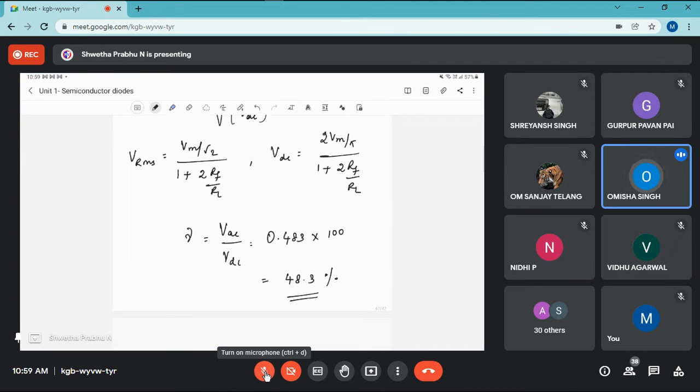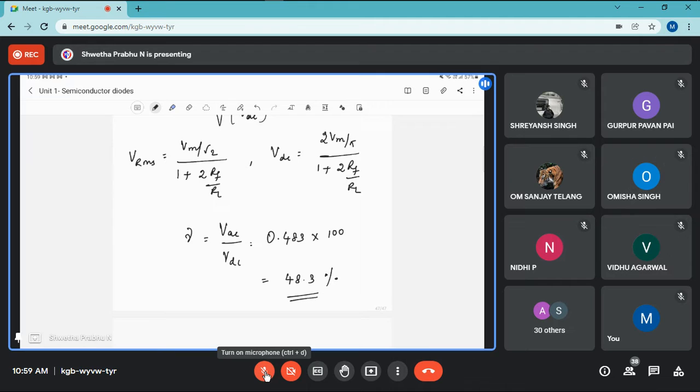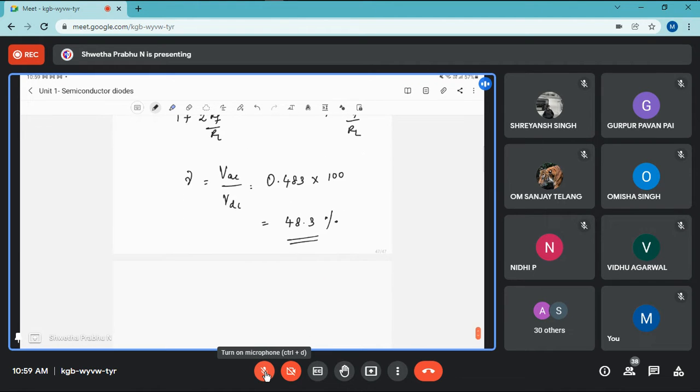The percentage of AC that is still left after rectification. Correct. So after rectification, in the pulsating DC output, whatever you get, you have got 48.3% of AC components, and that is called ripple. That is the meaning behind a ripple. This factor is called ripple factor. So this is how we measure ripple factor.